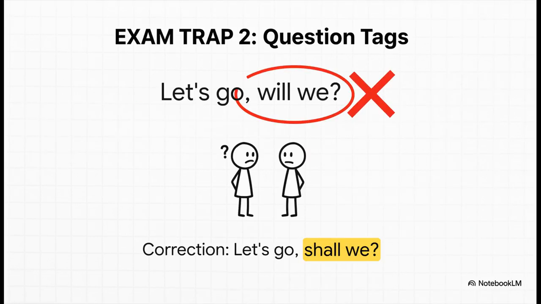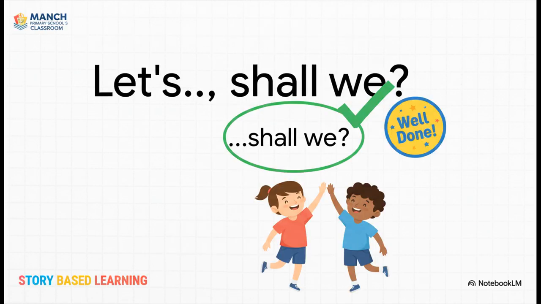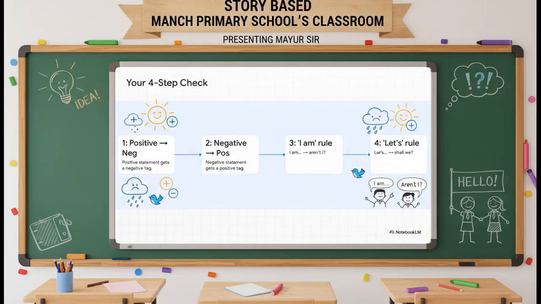And here we go, trap number 2. This one is all about let's. So when we say let's start, some people might add the tag will we, but it just feels a bit off, doesn't it? It doesn't quite have that friendly, we're in this together vibe that let's is supposed to have. The right way, the polite way, the way that just sounds perfect is, of course, shall we? Let's start, shall we? That is the one and only tag that you should ever use with a sentence that starts with let's, period.